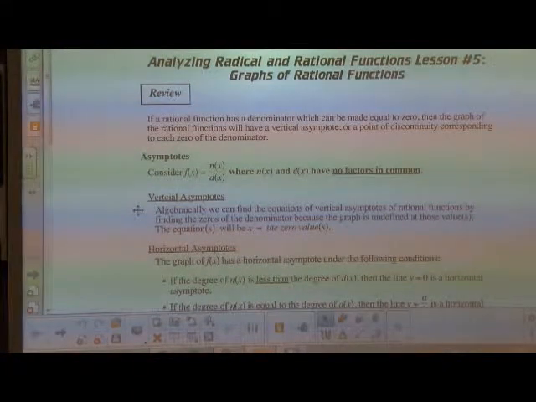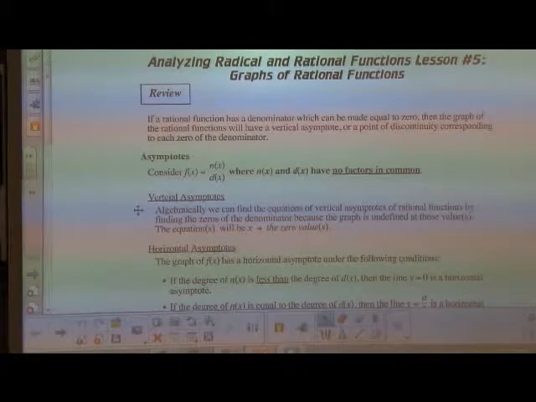Lesson number 5 is graph of rational functions. So what we're going to look at in this section is, is there a way that we can possibly sketch the graph of a rational function without having to rely on the graphing calculator? So just a couple of points of review.